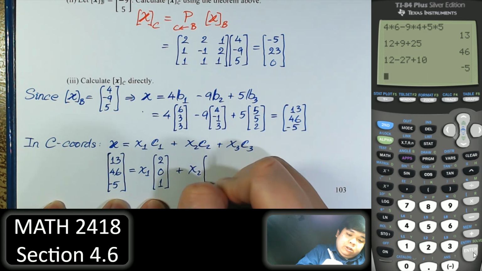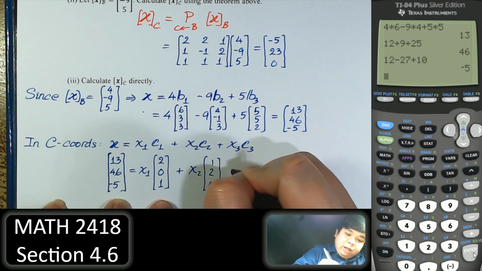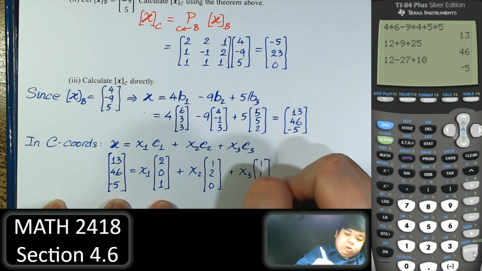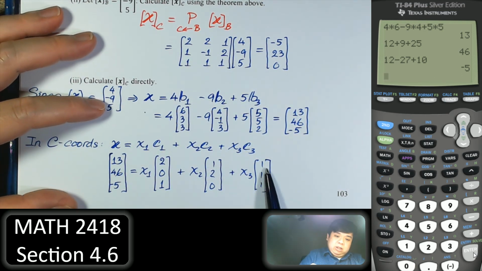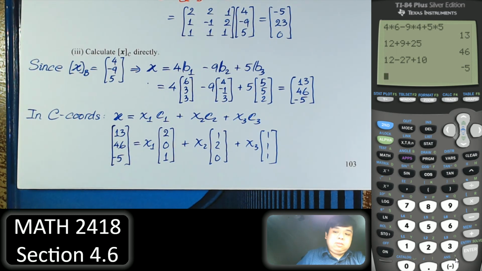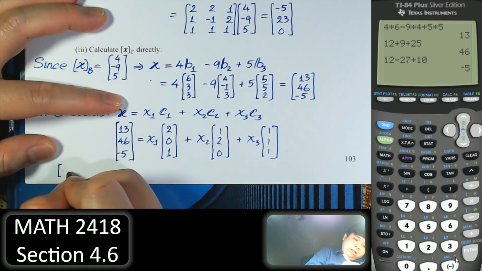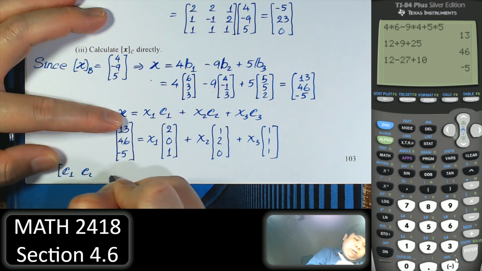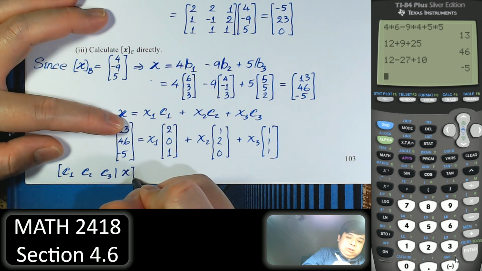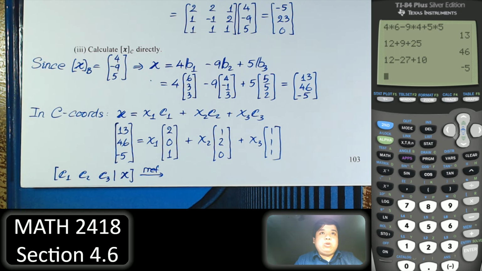C2 is 1, 2, 0, and C3 is 1, 1, 1. Of course, we put it in an augmented matrix, with these on the left and x on the right. We're going to put C1, C2, C3, and x, and reduce to row echelon form to solve this system.